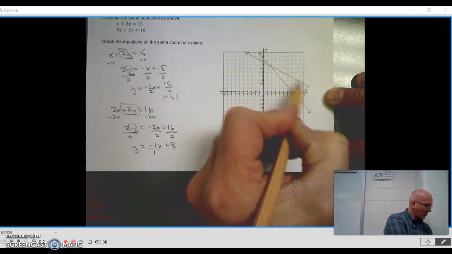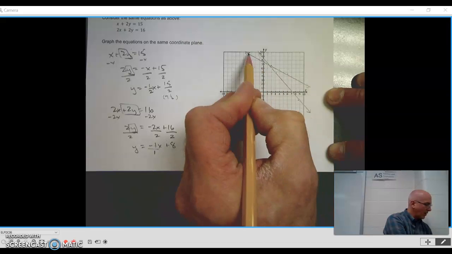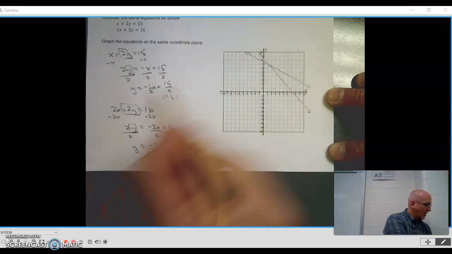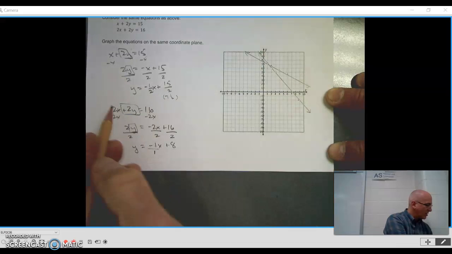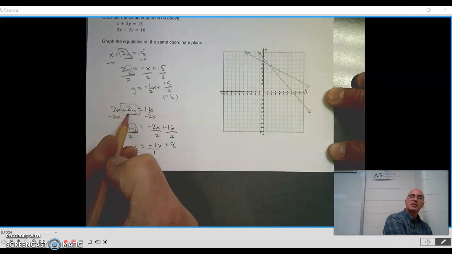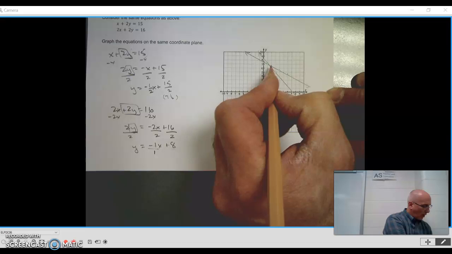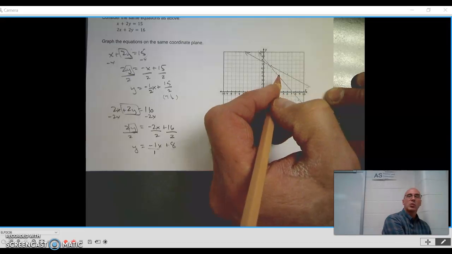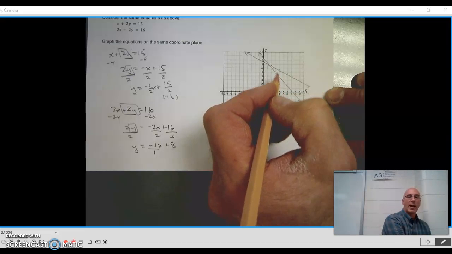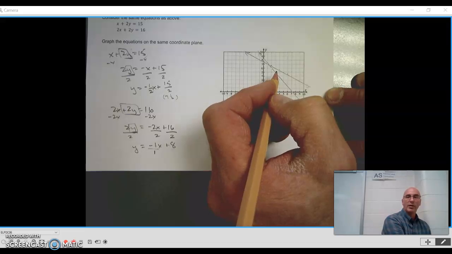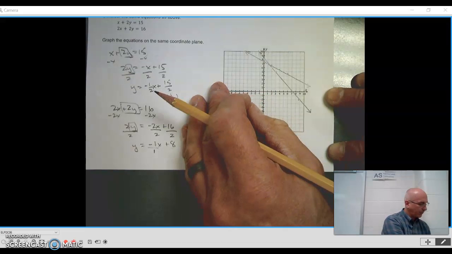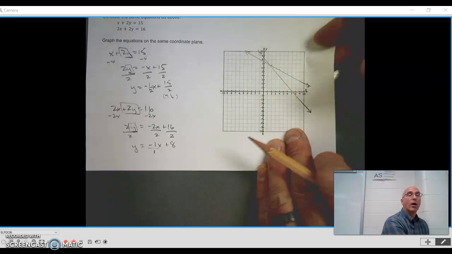Remember, the first line that we drew were the solutions to the first equation. The second line that we drew are all the solutions to the second equation. The point at which they cross, that is where they are equal. That point is equal to both equations that make them both true. Okay, let's do two more examples.